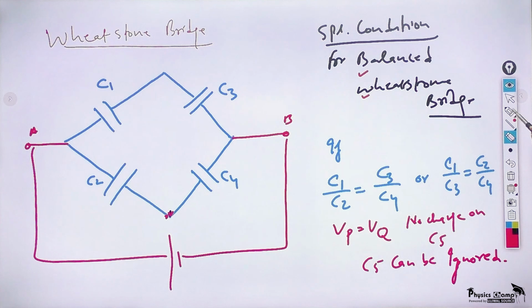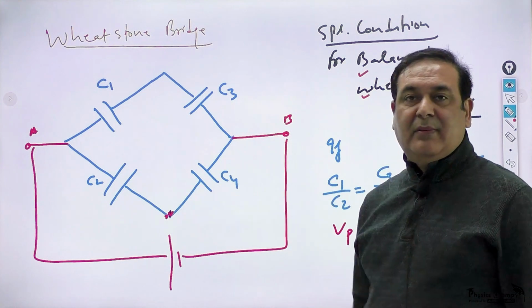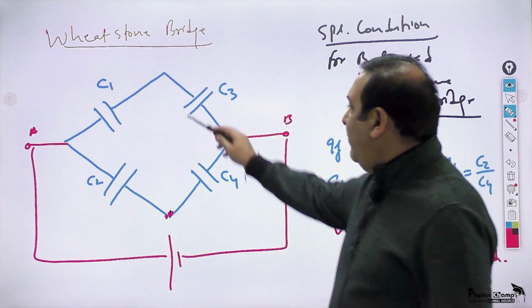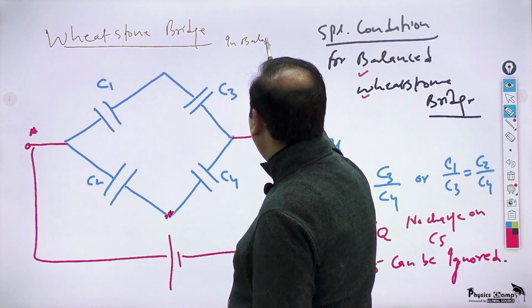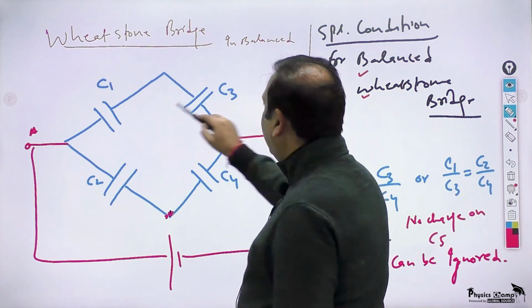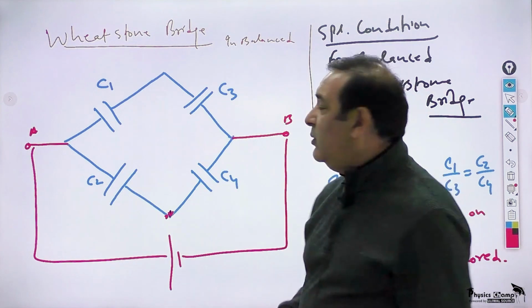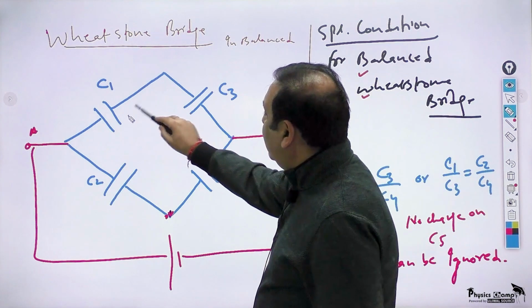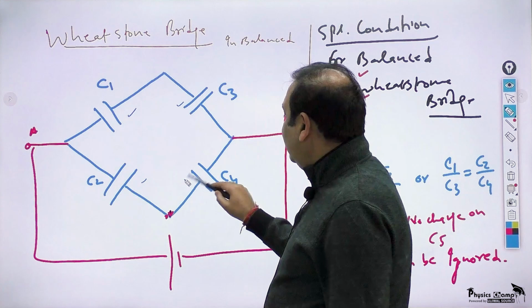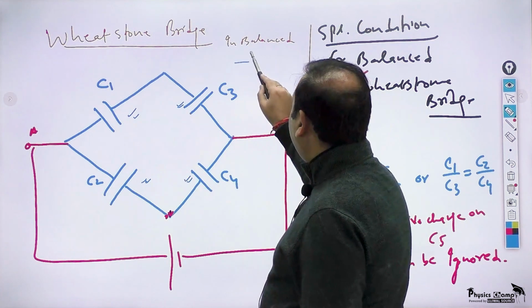And when I am able to ignore that C5, now I can write the Wheatstone bridge like this. In balanced condition, I can write the Wheatstone bridge like this, ignoring C5 because no charge is flowing through that. So we can further show this arrangement like C1 and C2 are in series, C3 and C4 are in series, and I can show it like this.